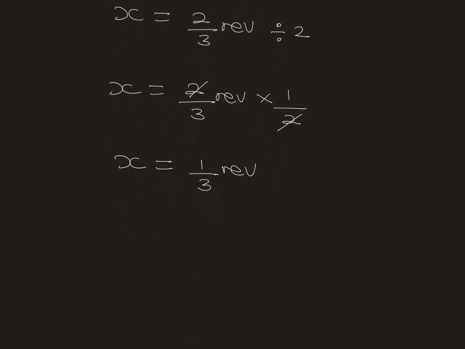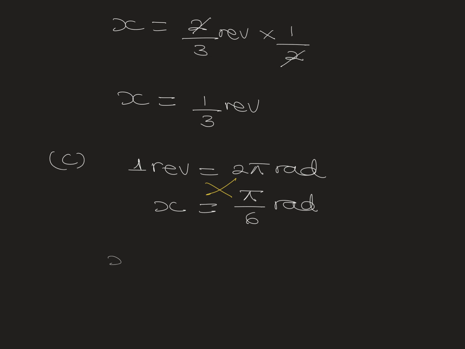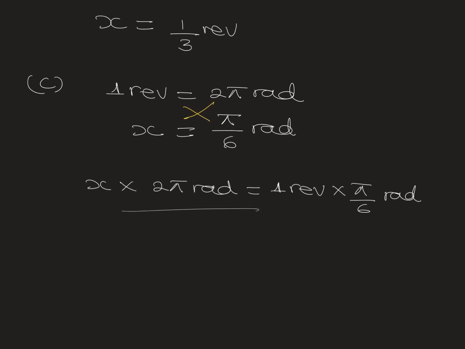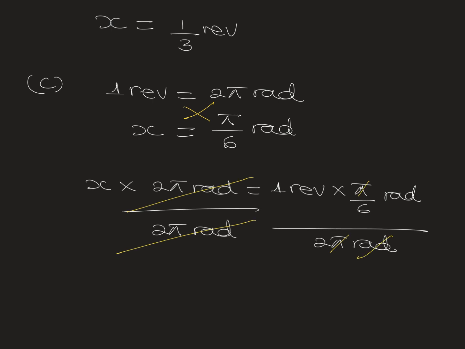So question C is pi over 6 radians. Again, we know that 1 revolution is equal to 2 pi radians. So pi over 6 radians, that is supposed to be equal to x. If we cross multiply, we will have x times 2 pi radians is equal to 1 revolution times pi over 6 radians. So we can divide both sides by 2 pi radians. 2 pi radians cancels 2 pi radians. Pi cancels pi. Radian cancels radians.